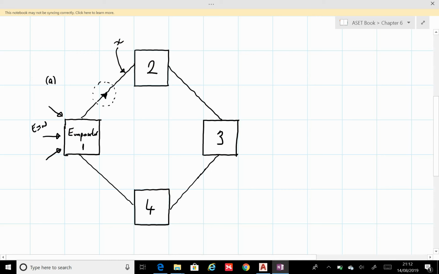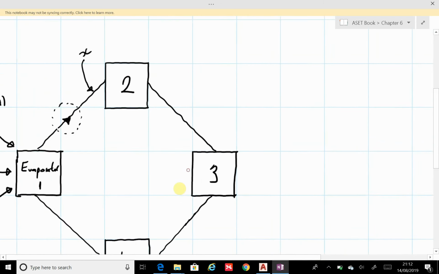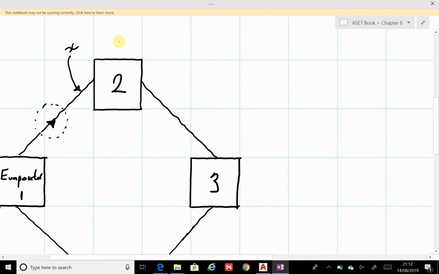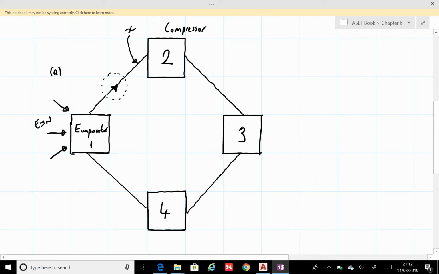Unfortunately, at location X, the refrigerant just before it enters component 2 is still at a relatively low temperature. So this gas must be increased in temperature somehow, and to do that we use the compressor. The compressor decreases the volume, and in decreasing the volume there is a corresponding increase in temperature, and now that gas is at a high enough temperature to be moved on to the next component, which is the condenser.